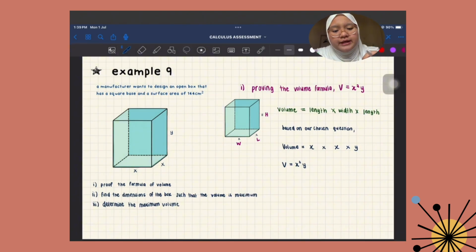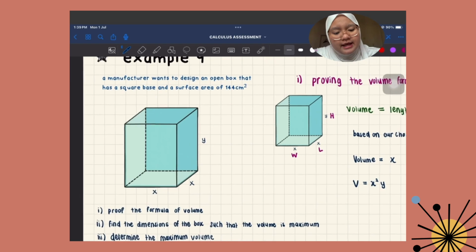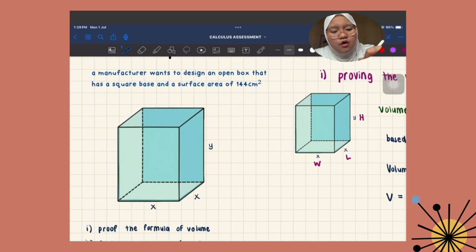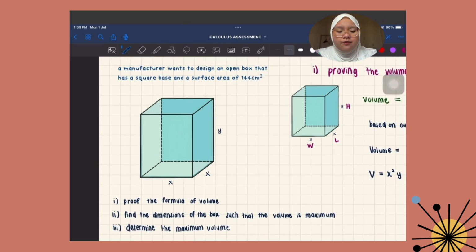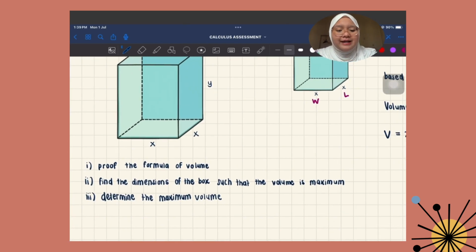Based on the picture, you can see this is the box and the box has an opening at the top. So the first question is to prove the formula of volume. The second one is to find the dimensions of the box such that the volume is maximum. And the third one is to determine the maximum volume.